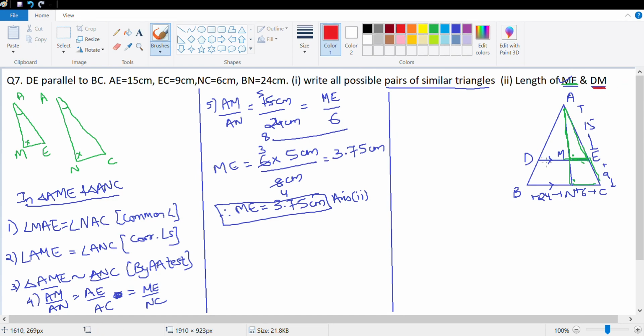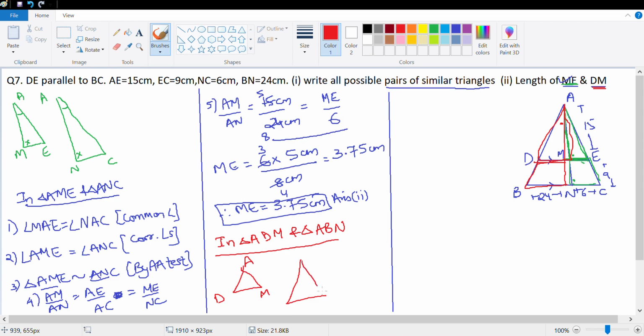Let's see which triangle we should look at to calculate the value of DM. So DM is here, which means maybe ADM and ABN. Yes, it should work because DM is a part of this triangle only. So in triangle ADM and triangle ABN, what do I have equal? Again, angle A and angle A will be equal. Maybe I should draw a rough diagram once again. ADM and the big triangle will be ABN. So again, angle A and angle A is equal, common angle, and angle D and angle B will be equal because these are corresponding angles.